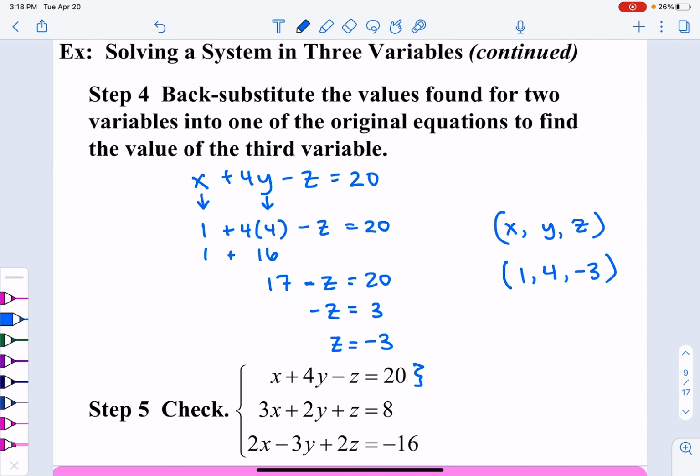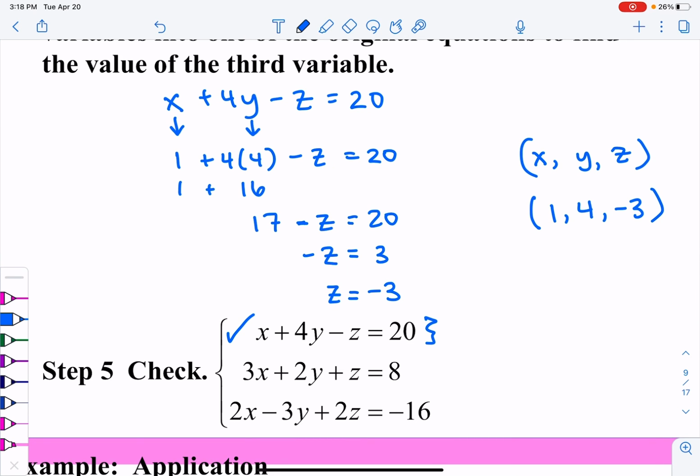Now I know that that worked in my first equation because I just used that to solve in step 4. It doesn't hurt to do a quick check with some of these other ones. So if I were to take a 3 times 1 and add 2 times 4, and then add a negative 3, is that equal to 8? So we'd have a 3 plus 8, which gives us 11, added with a negative 3 is equal to positive 8. So that works in the second equation.